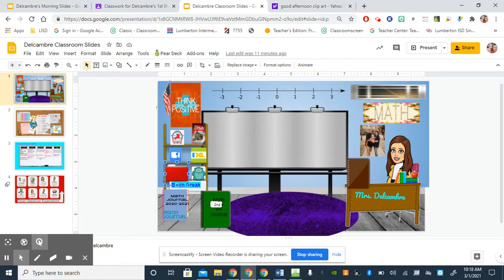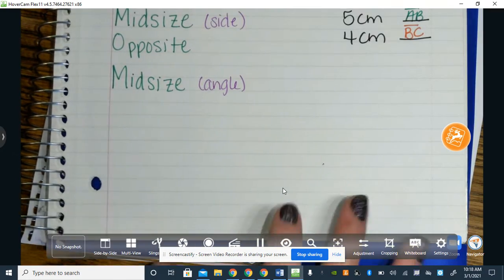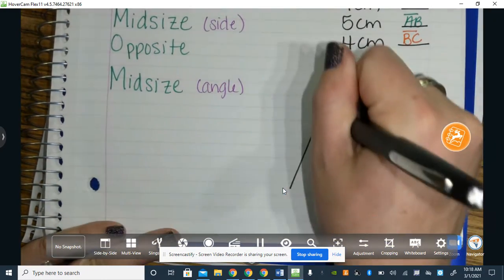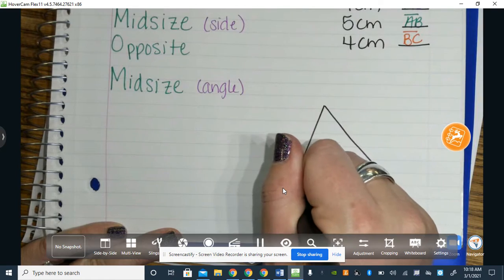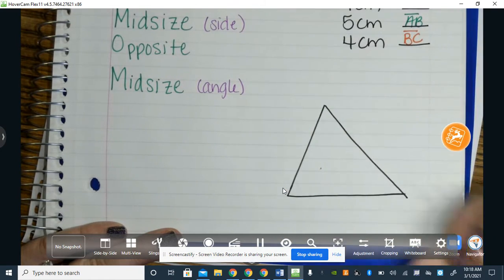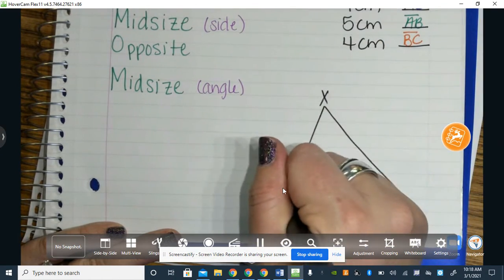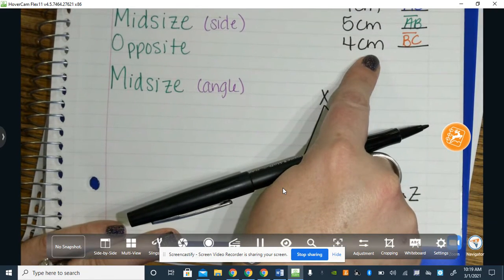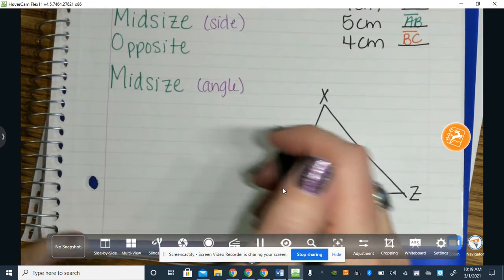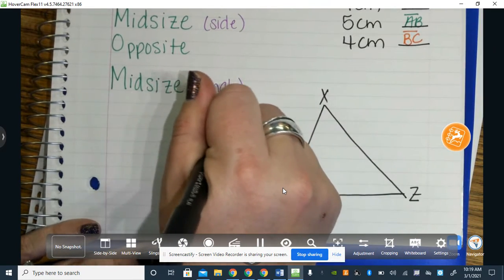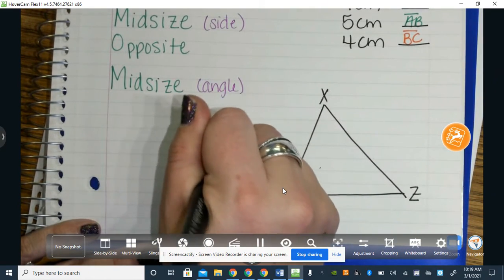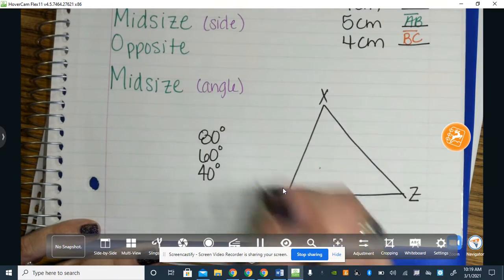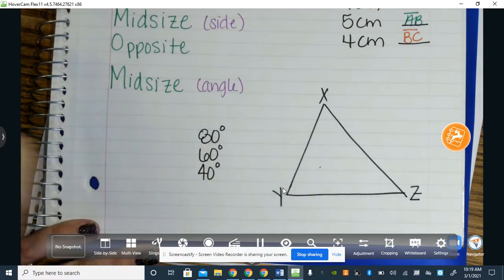So let's look at another triangle real quick. Okay, so we're going to draw another triangle. Oh, it would be helpful if I put it under. Okay, so I have another triangle right here. I'm going to label this X, Y, and Z. Now, I needed to find what the sides were. Now I'm going to find what the angles could be. So I have an 80-degree angle, a 60-degree angle, and a 40-degree angle. And I need to figure out where I'm going to put that.